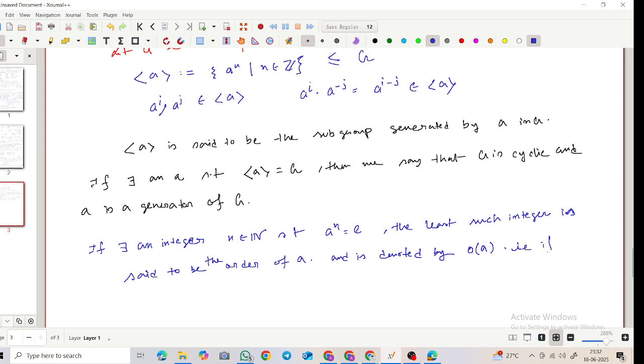That is, if order of a is equal to m, then a to the power m is identity and a to the power n is not identity for any n with 0 less than n less than m. Clear? So m is the least power to which, once a is raised, it will produce identity. Okay, a to the power m is identity, and a to the power n is not identity for any smaller n.